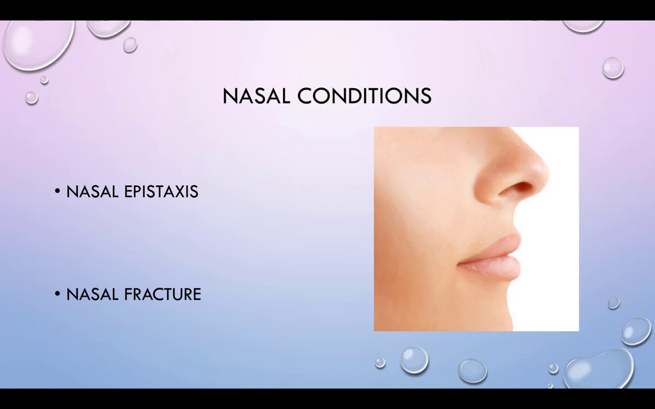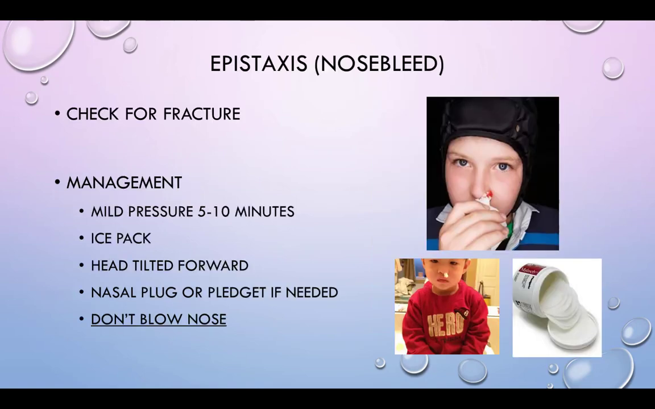Nasal conditions include nasal epistaxis and nasal fracture. Nosebleeds can be very dramatic and frightening. Luckily, most nosebleeds are not serious and can be handled fairly easily. They are divided into two types depending on whether the bleeding is coming from the anterior or the front of the nose or the posterior in the back of the nose.